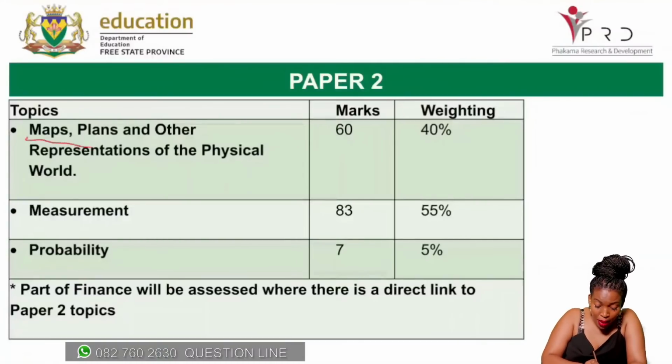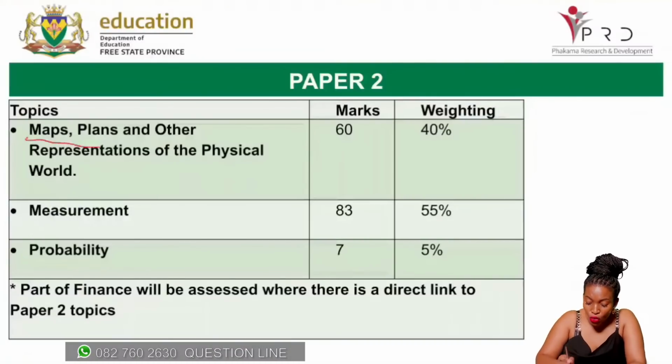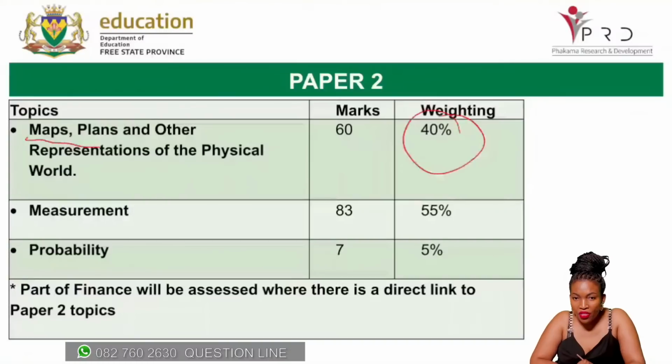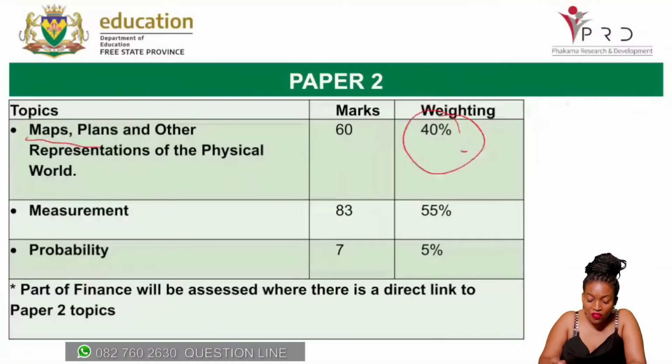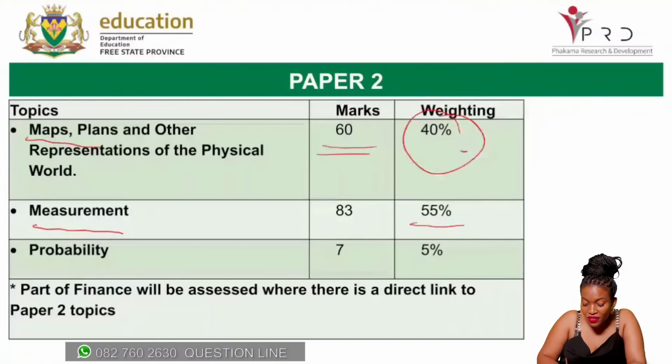So these are the topics that are going to be in Monday's paper. It is the topic of maps, plans, and other representations of the physical world. And this topic weighs 40% in the question paper. 40% of 150 is the same as 60 marks. And then the section of measurement, which is the biggest topic in mathematical literacy, weighs 55%. If you convert it to marks, this is equivalent to 83 marks in the question paper.